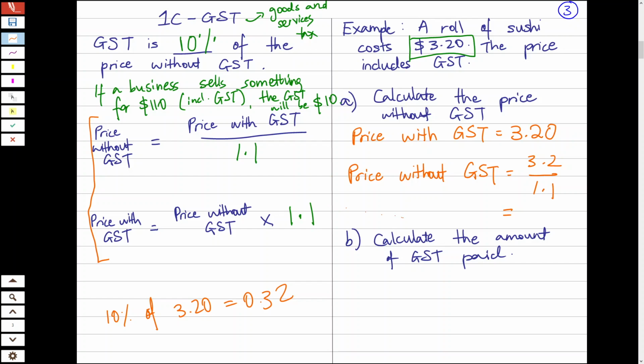Okay, so if you do that, you'll get 2.91 to the nearest cent. Notice that if I take 3.2 minus 0.32, I actually get 2.88, which is not the same price. It's very similar, but if this is millions of dollars, you actually care. Well, if it's not, then you don't care. I mean, you still care, you're still losing money.